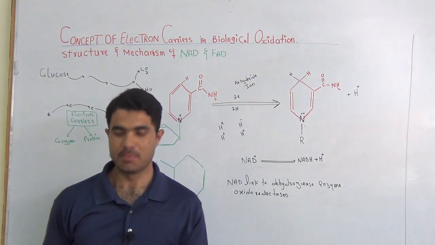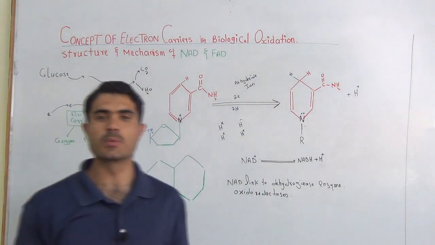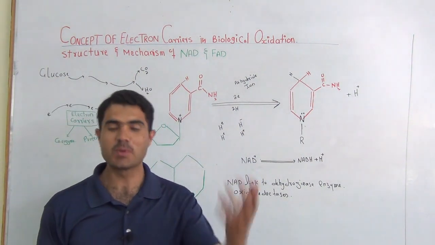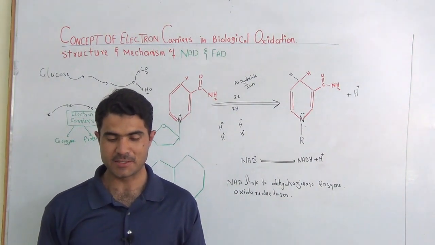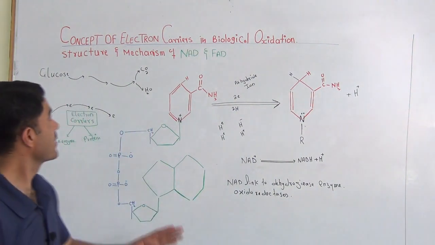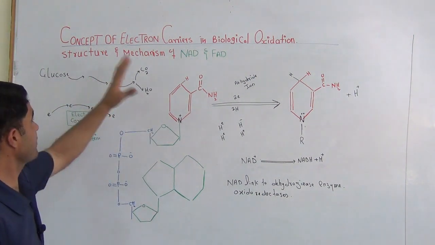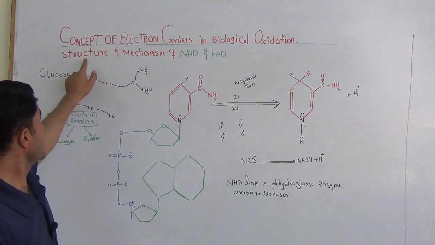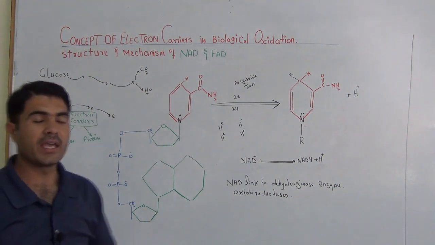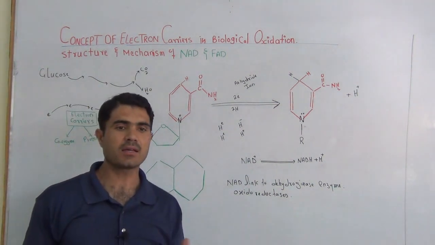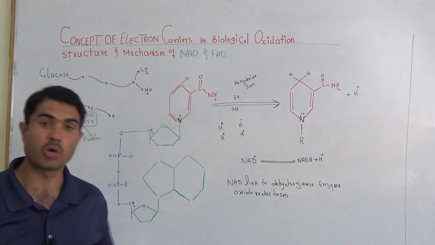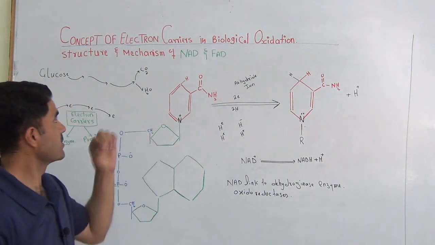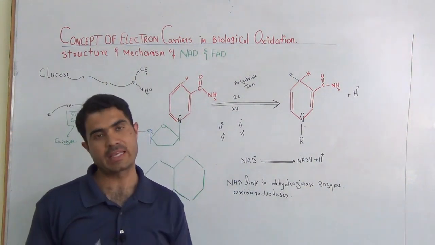Dear students, today many of the students have told me to record a video on this topic, but the good news is that I know you people will be waiting for my lectures. In today's lecture, the title is Concept of Electron Carriers in Biological Oxidation and Structure and Mechanism of the NAD and FAD. Of course, this is another quite complicated topic for the students. Most of the students want to know these two things, NAD, FAD, or electron carriers.